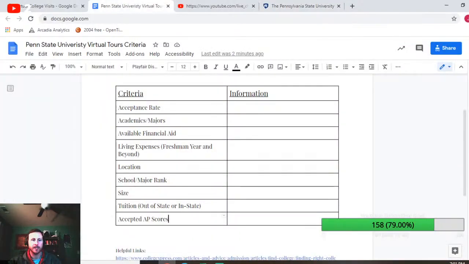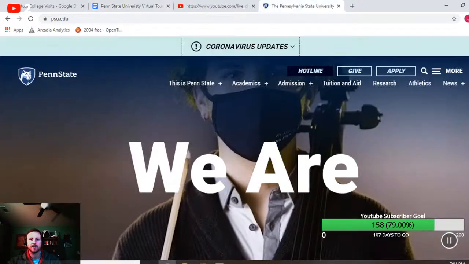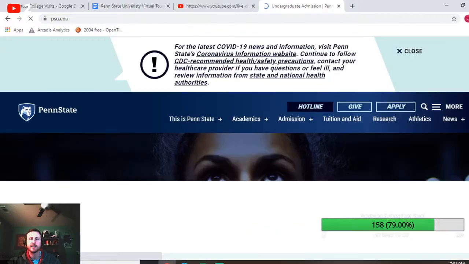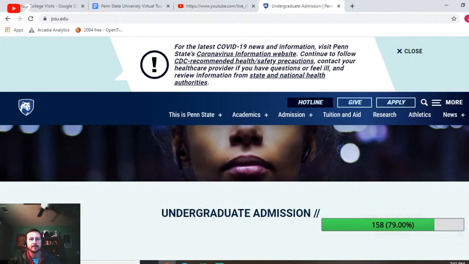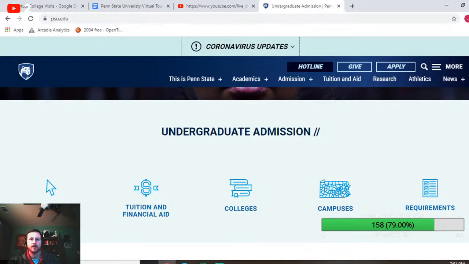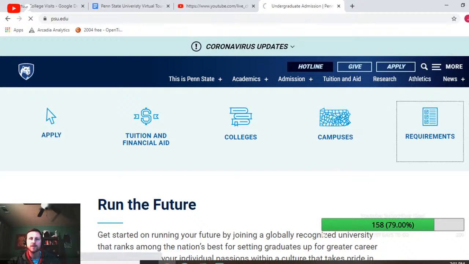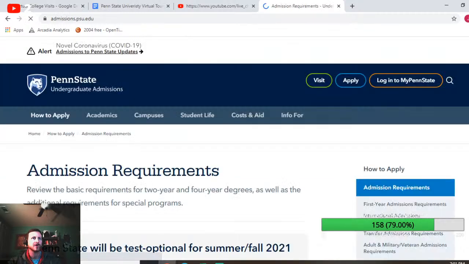All right, let's see what we're looking at. Okay, let's just try and find some general information. Let's go to admissions and then undergraduate here. Okay, I thought I closed them. Okay, so tuition function, we'll get there. Campuses, let's look at requirements. That's probably a good place to start.